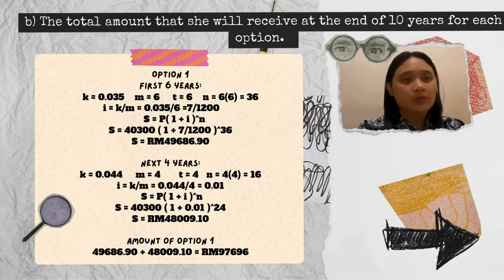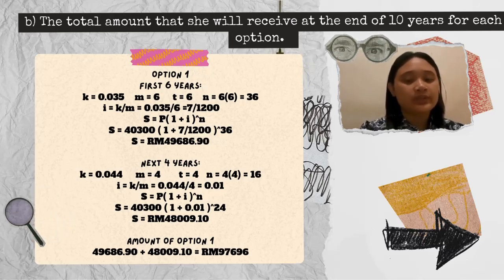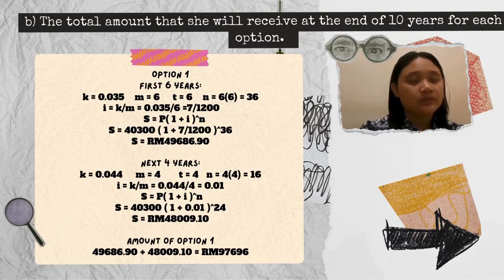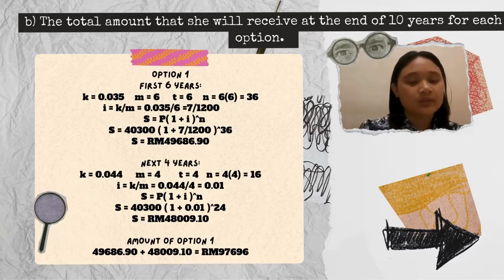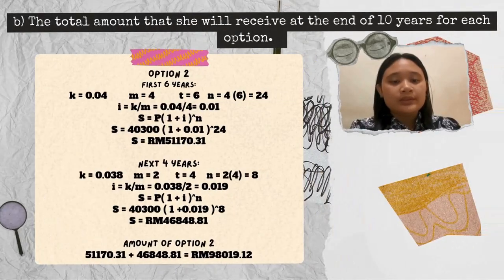So the amount of option 1 is going to be 49,686.90 plus 48,009.10 equals 97,696.